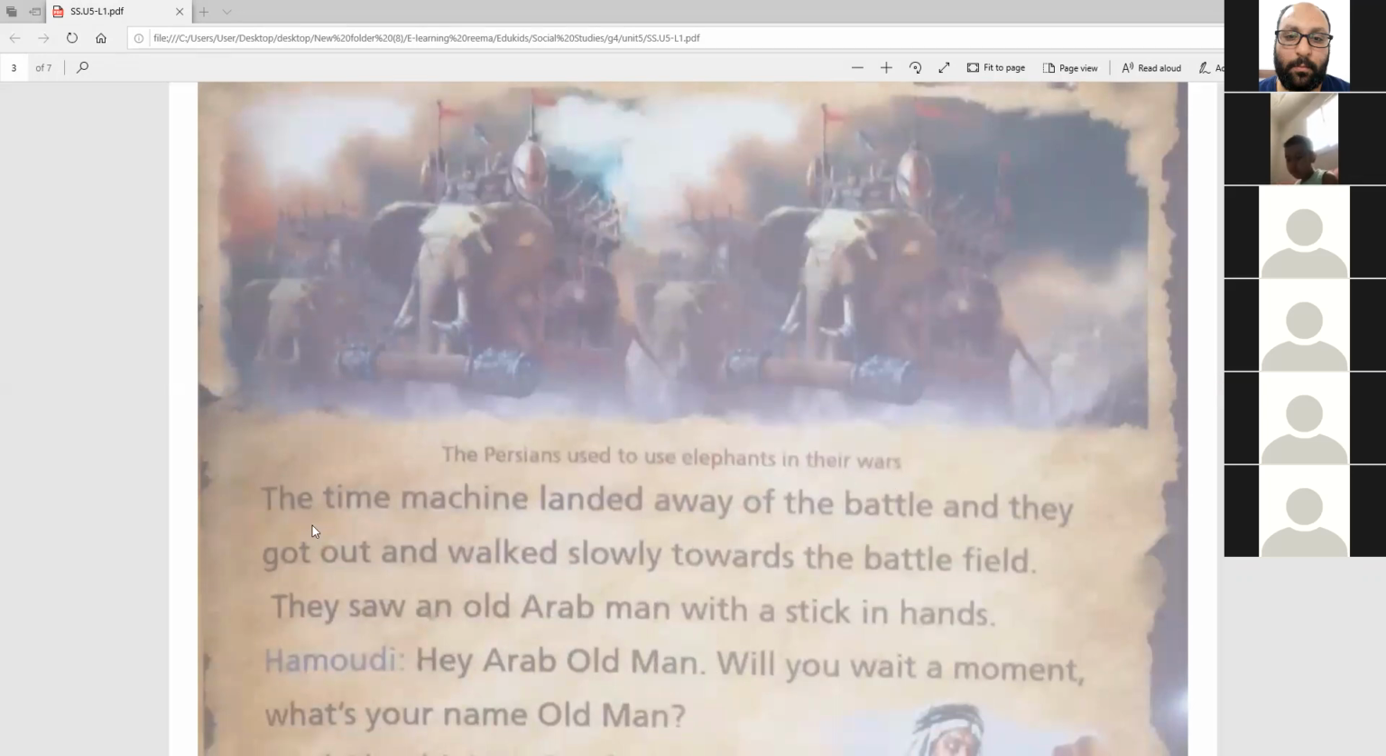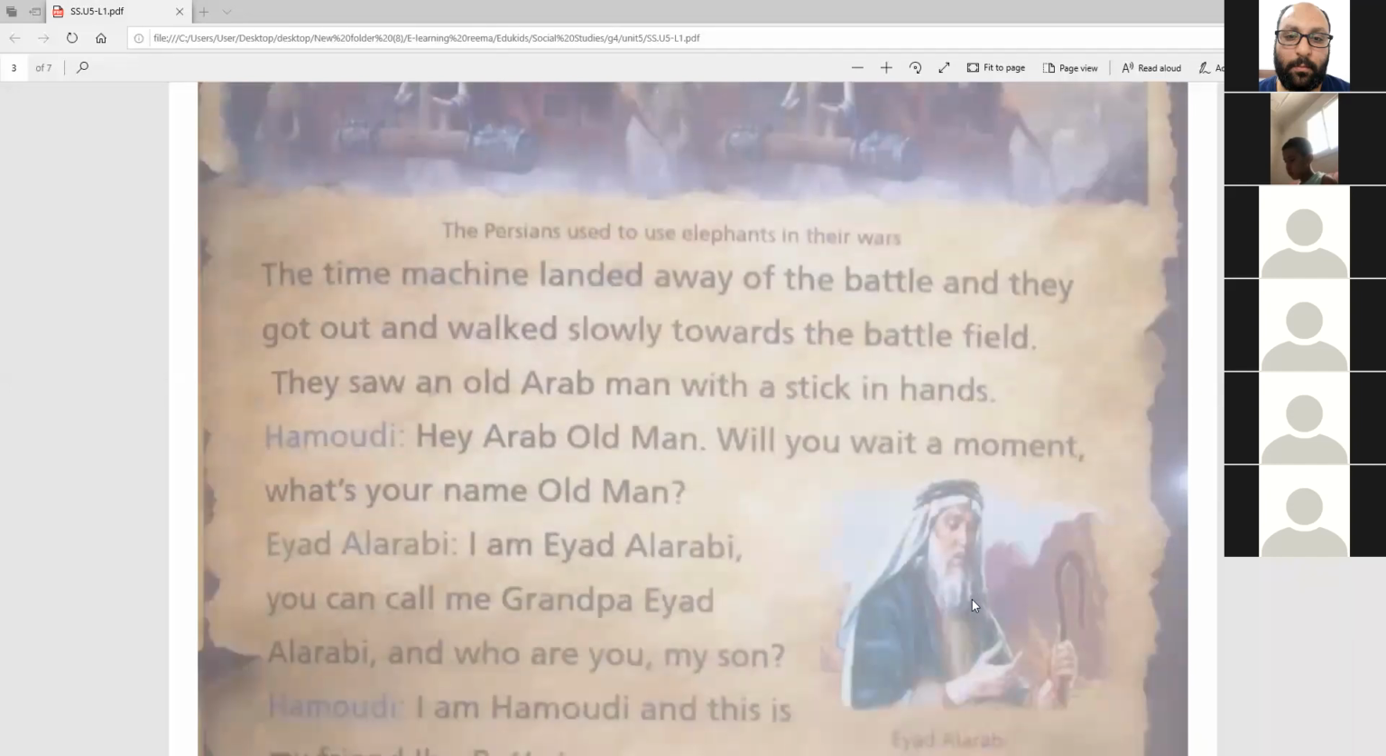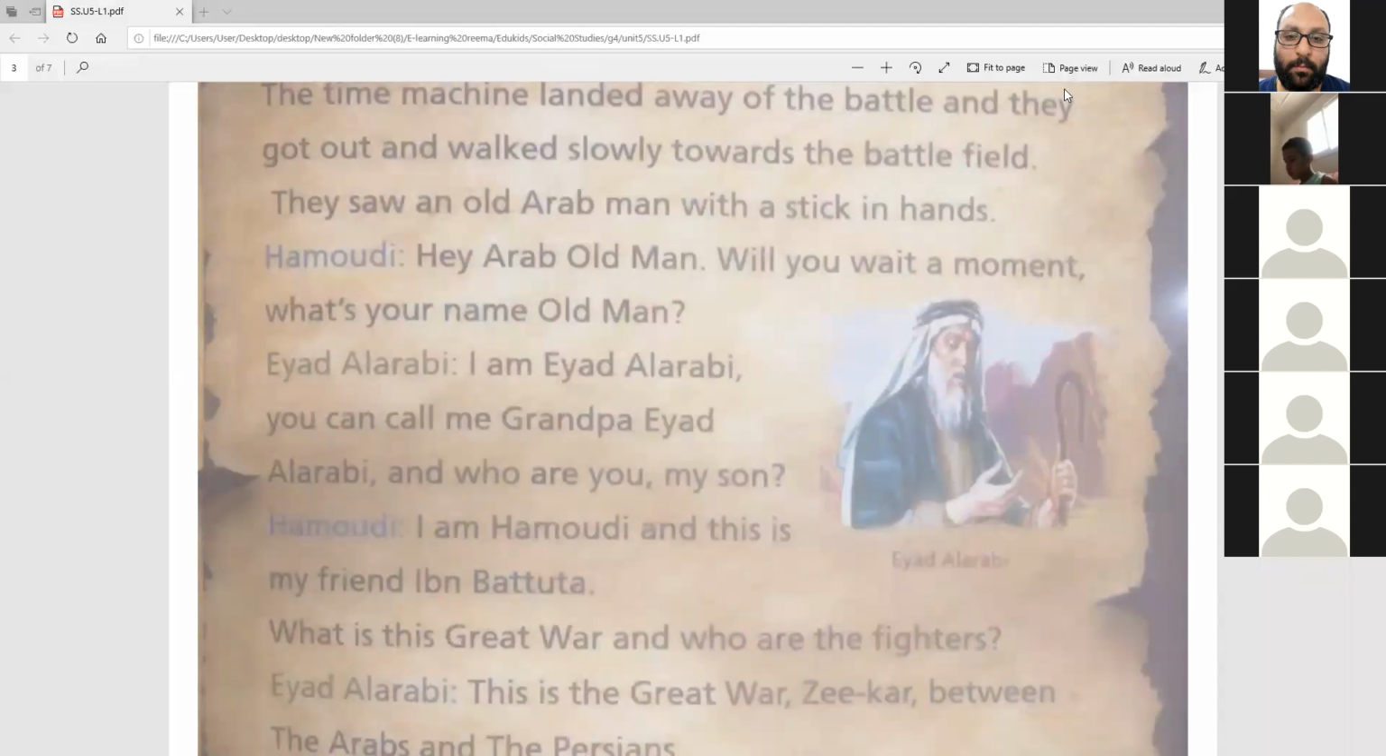The time machine landed away from the battle, and they got out and walked slowly toward the battlefield. They saw an old Arab man. Who is this man? He is an old Arab man with a stick in his hand. His name is Iyad al-Arabi.